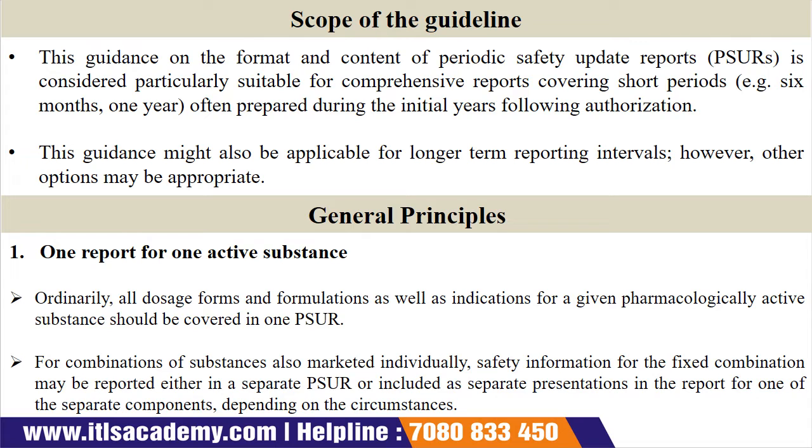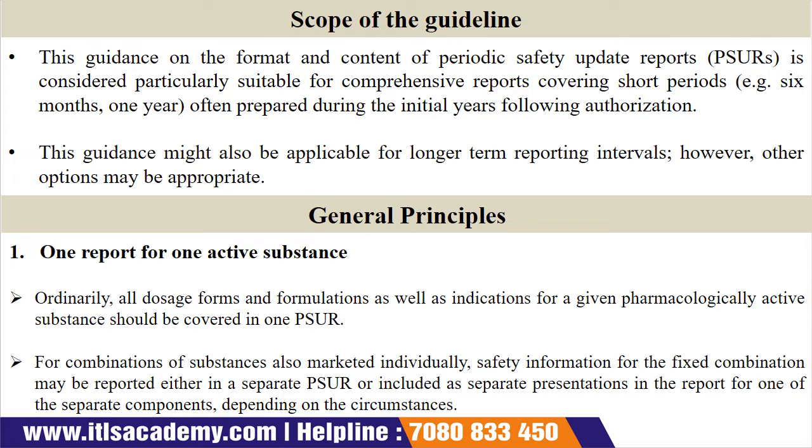This guidance on the format and content of periodic safety update reports is considered particularly suitable for comprehensive reports covering short periods, for example 6 months or 1 year, and often prepared during the initial years following authorization. This guidance might also be applicable for long-term reporting intervals. However, other options may also be appropriate. Now let's discuss in detail the general principles which have been followed regarding the periodic safety update reports.